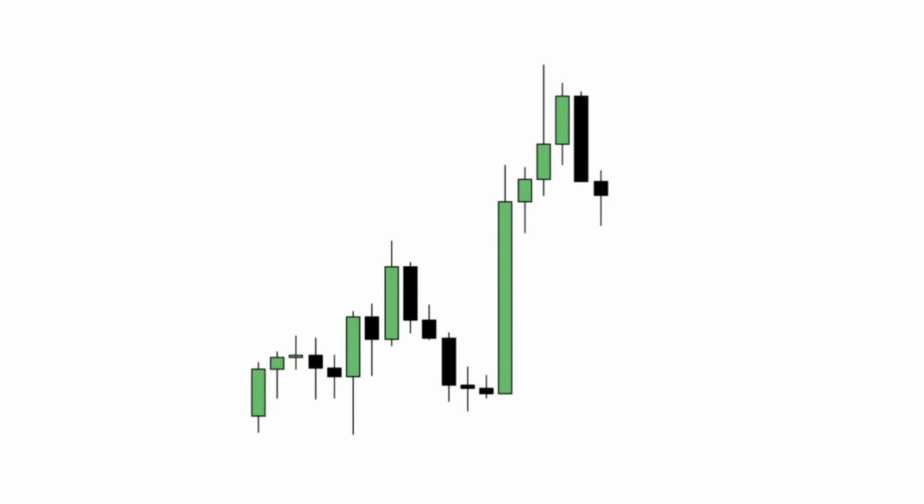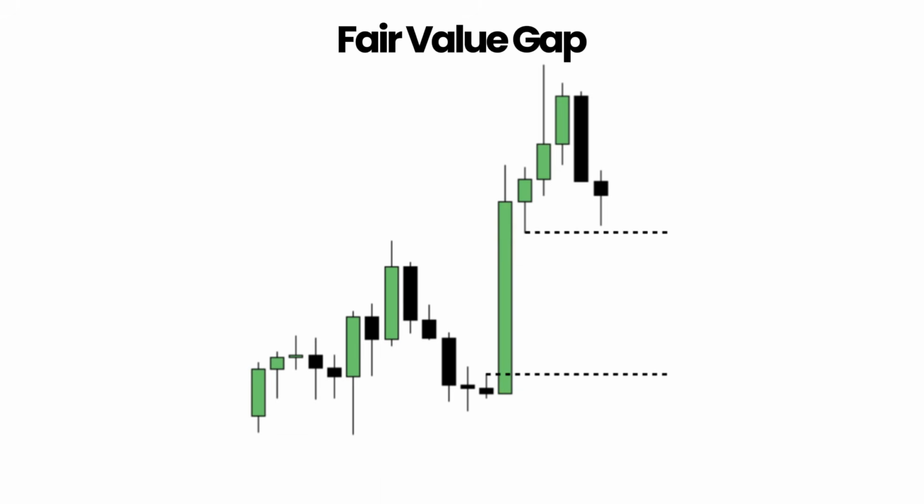What exactly is a fair value gap? Think of a fair value gap as a price imbalance. It occurs when the market moves so aggressively in one direction that it leaves an unfilled gap between candles. This gap represents an area where price didn't spend enough time trading. Here's the interesting part. That imbalance often acts like a magnet, drawing price back for a retest. Traders who understand this concept use fair value gaps to identify high probability entry zones with greater precision.